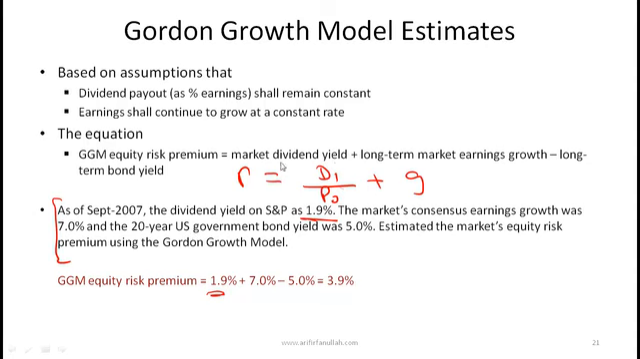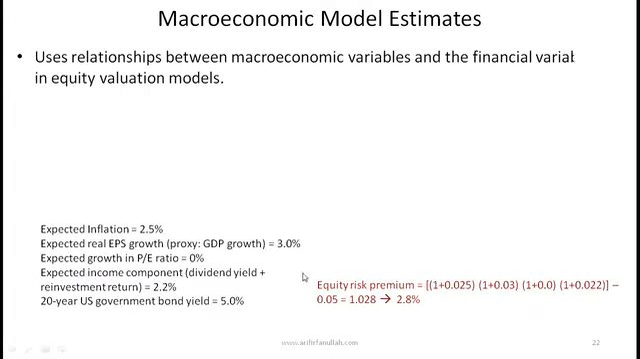Do you see this over here? That's your return: 1.9 plus, where's the 7% coming from? That's the growth. So this is like your D1 over P0, and that's your growth. And why are you subtracting the 5%? Because we are looking at the equity risk premium. So you need to subtract the risk-free rate, and notice that this is the long-term bond.